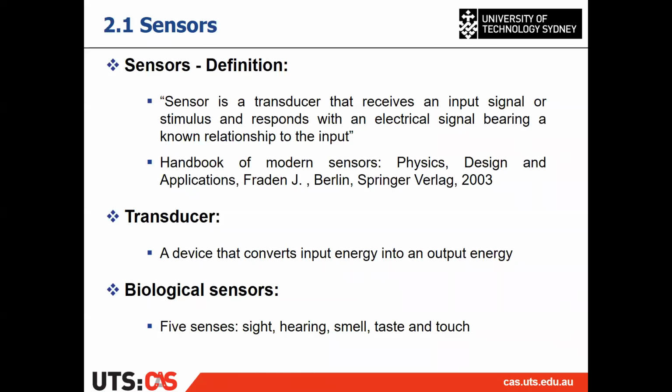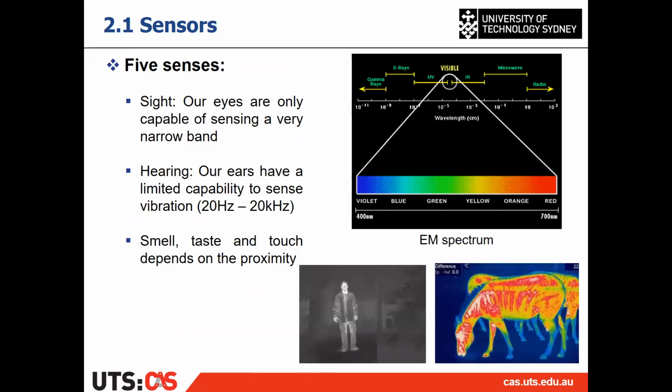Right, and for the sensors, at the beginning, the sensors came from biological sensors, which means what people have. At the beginning, sensors were mainly modeled on what people have from the sensor point of view. So for people, we have five senses, right? We can see, we can hear, we can smell, we can taste, and we can touch. Then for sight, people can see, and sensors can see something as well.